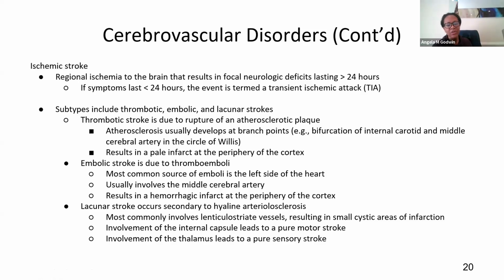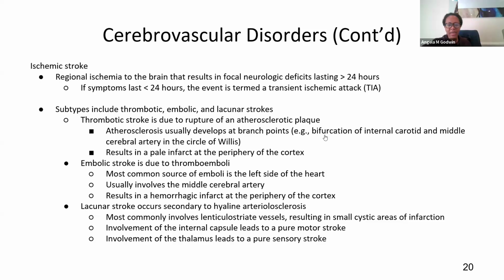And we subdivide that into different types of strokes. So there's thrombotic, embolic, and lacunar. The thrombotic and embolic are the ones that we're most familiar with. If you think about a thrombus, like a clot, it forms usually from plaque development, usually at the carotid bifurcation in the circle of Willis, which is like a pathway of blood flow of the arteries. Plaque develops at that branch, can break off, and develop into a thrombotic stroke. That would be an example of that.